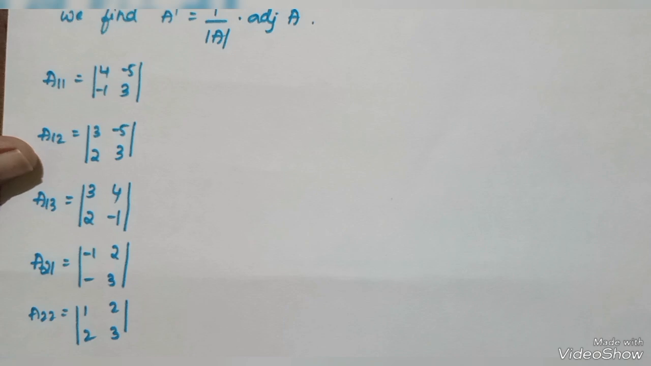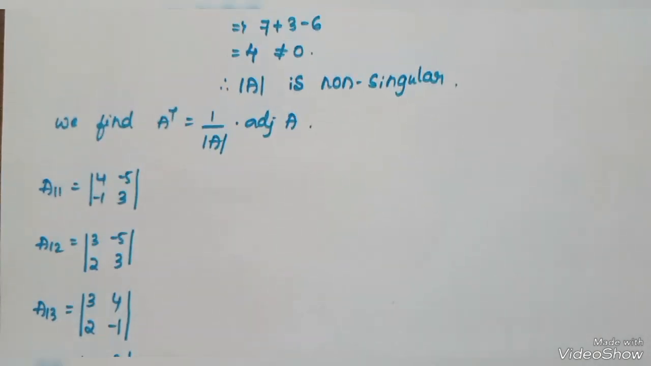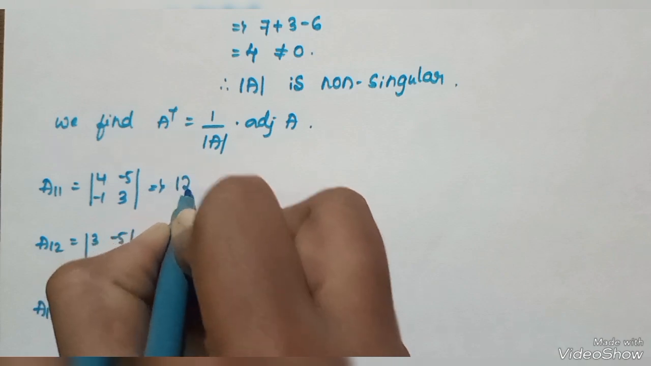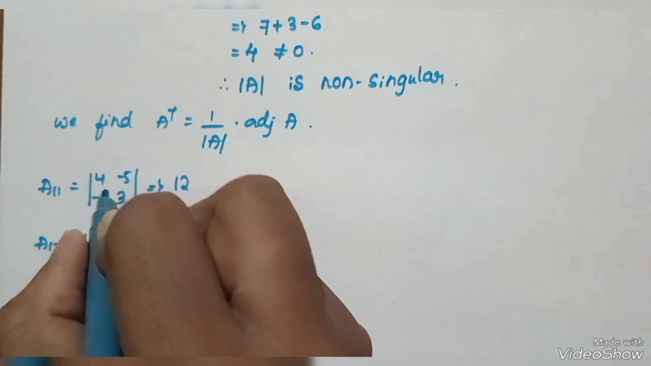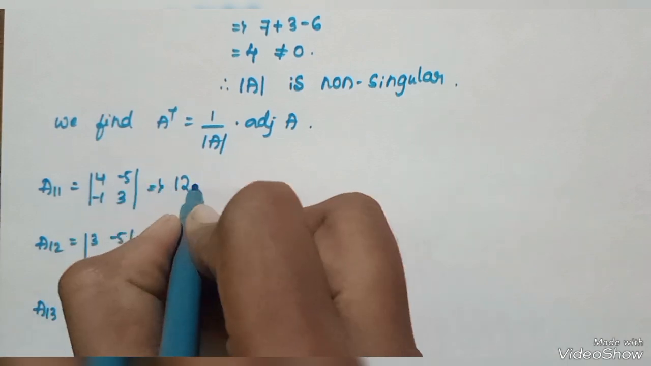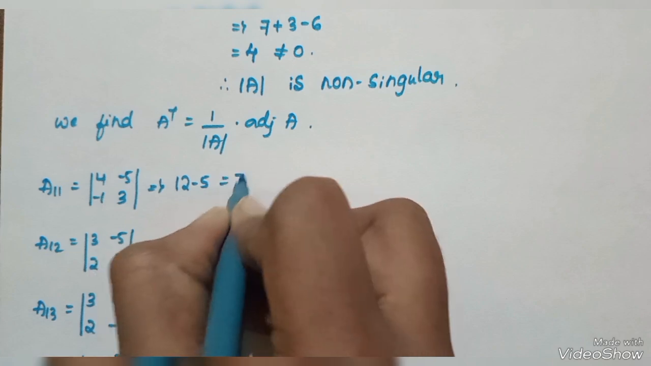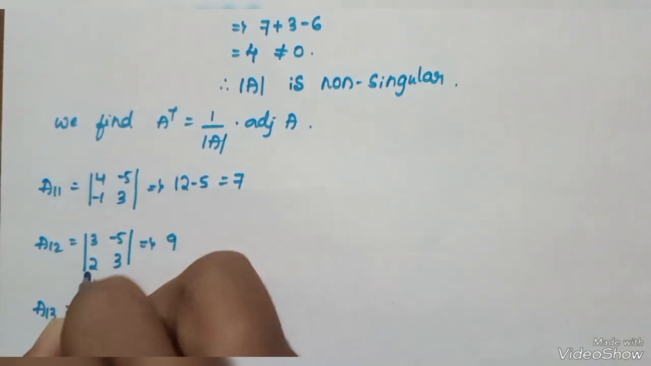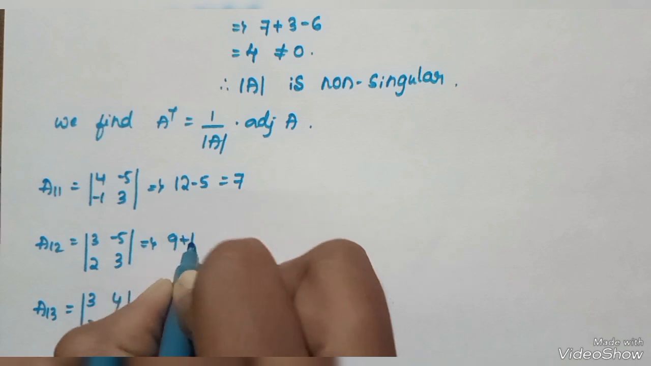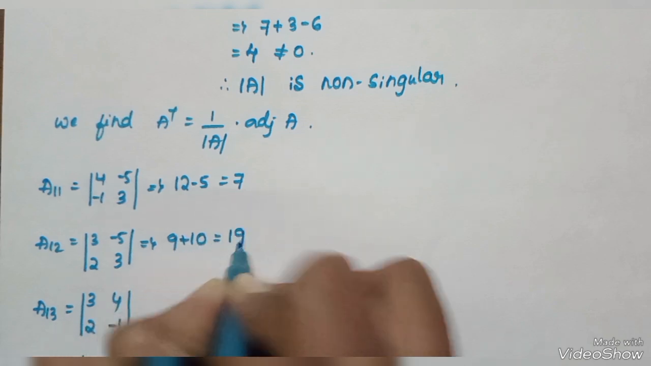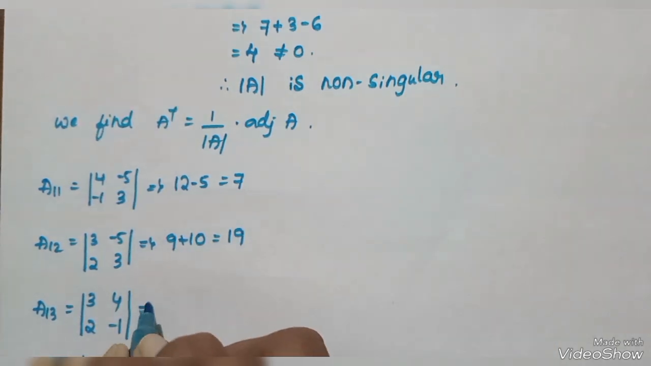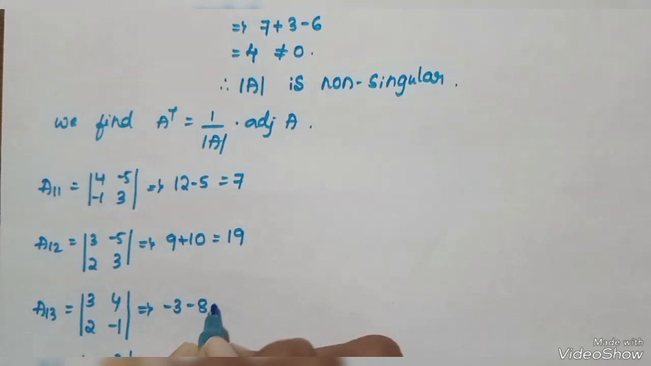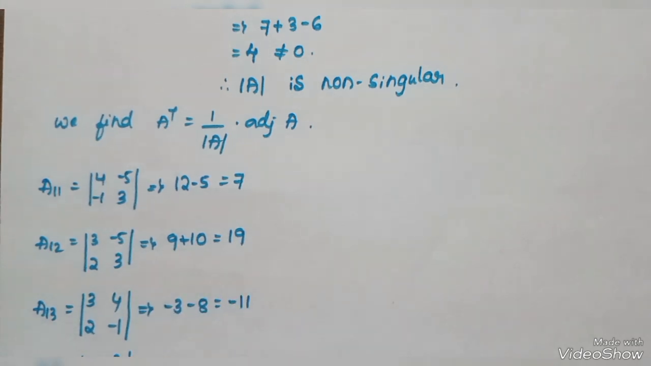Okay, now we have to find each of the values. 4 3s are 12, minus 1 into 5, minus 5. Here plus 5, there is a 1 minus 5, it becomes plus 7. Now 3 3s are 9, 2 into 5, it becomes 10, that is 19. 3 into minus 1, minus 3, minus 8, minus 11.